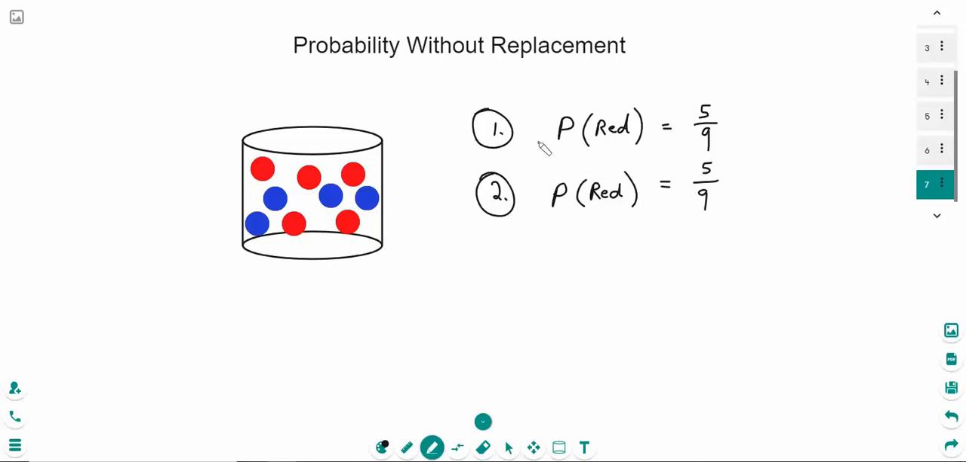So what's the probability if we talk about consecutive events? What's the probability of me pulling out a red and then dipping in again and pulling out another red? Well, with replacement, maybe I'll write that up here. This is with replacement.